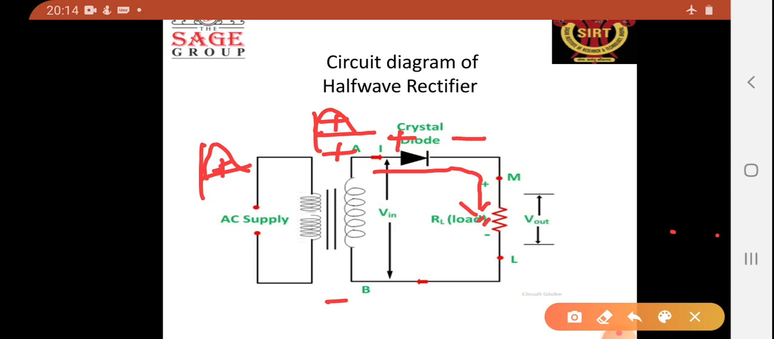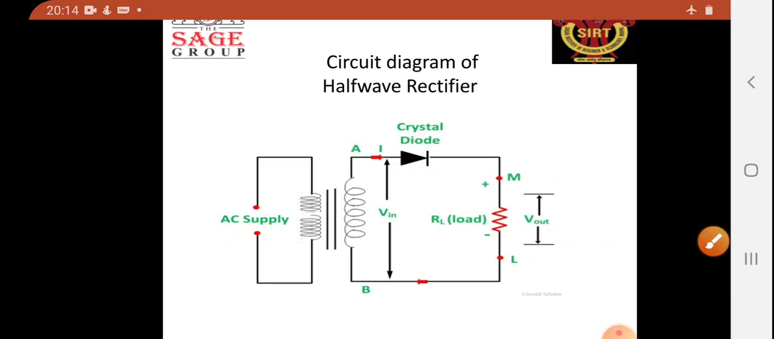So when the input cycle appears at the output resistance, we will get the output voltage or output current here. When the input current flows, the diode will allow it to flow because the diode is in forward bias. So this current will flow in the forward direction. Output will be received at the load resistance RL because the input flows through the resistance RL. So we receive the output because the diode is in forward bias in the positive cycle.